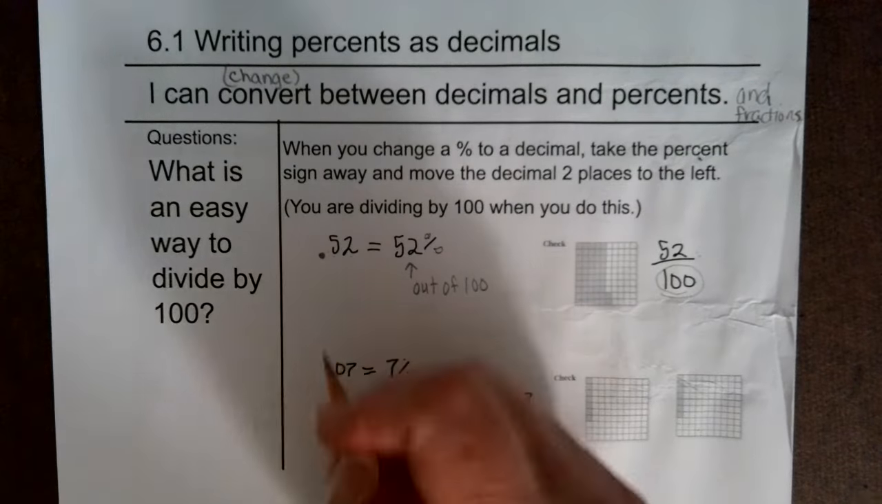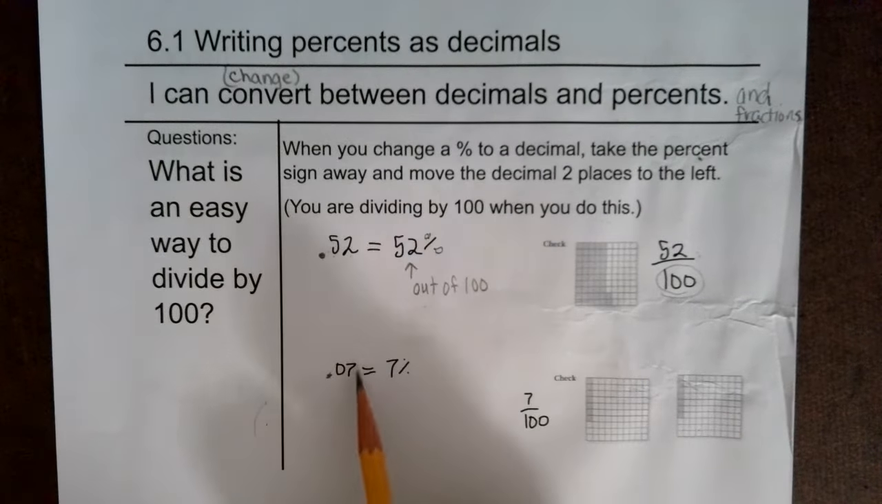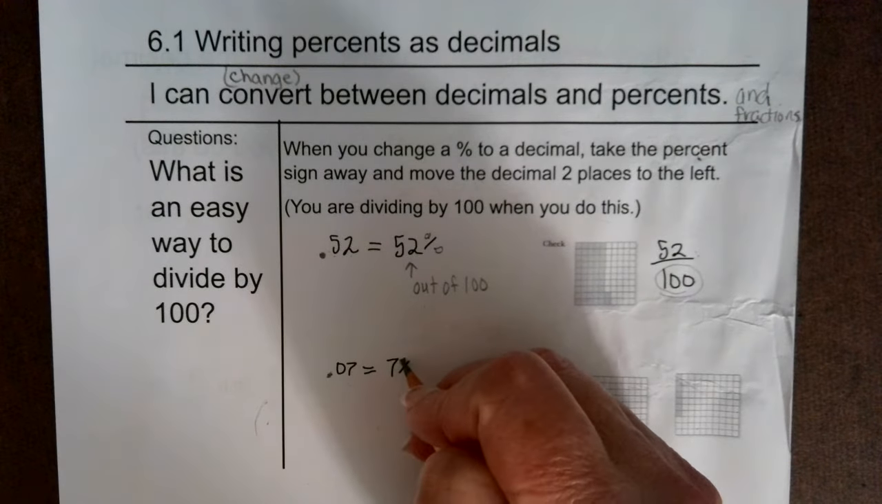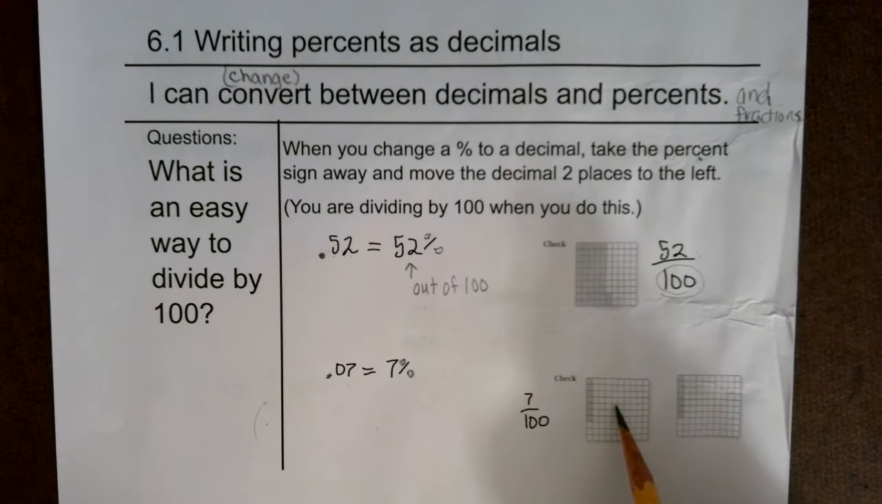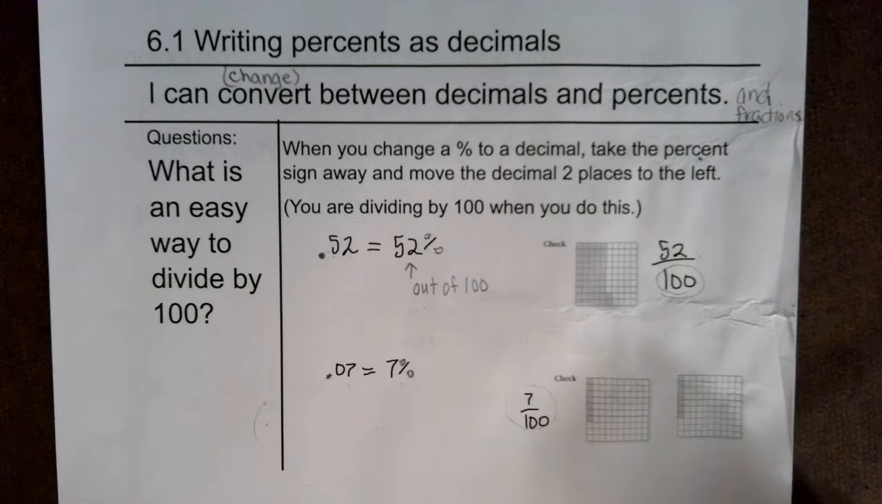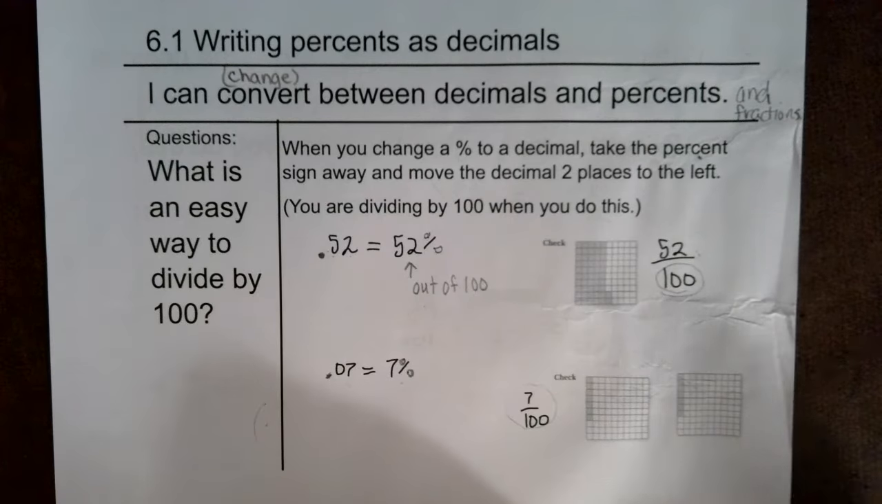We have 7 hundredths written as a decimal, and that decimal point's a little light, but 7 hundredths. Then we have 7%. And if we were looking at the hundredths blocks, that would be 7 out of 100. And remember that percent, 7%, means 7 out of 100. So this should all kind of be review from last year.